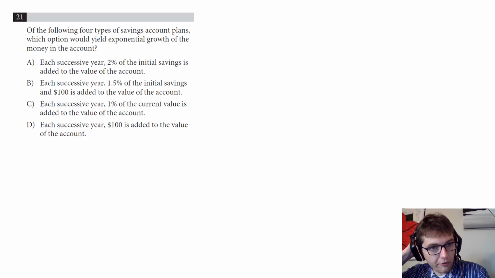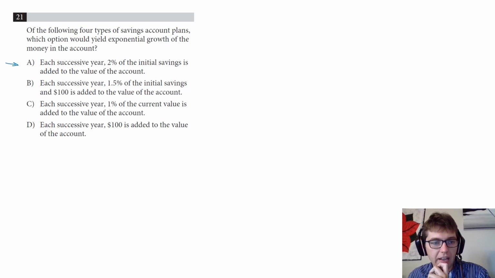21. Of the following 4 types of saving account plans, which option would yield exponential growth of the money in the account? And again, this is one of those ones you have to read each one and really evaluate each one individually. So let's do that, starting with A. Each successive year, 2% of the initial savings is added to the value of the account.